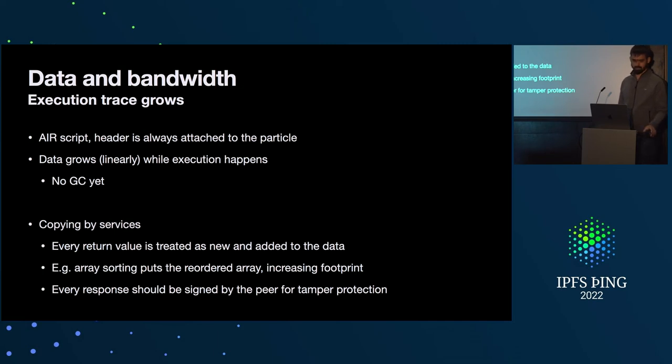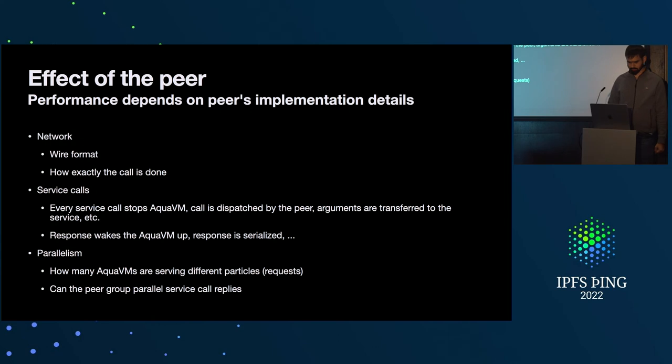If you need some logic like array sorting, if you do, for example, Kademlia in Aqua, you need to reorder the list of possible next peers. And it could be not efficient for the data, because currently this reordering, if it happens outside of AquaVM, it adds to the data. So yeah, and every response should be signed by the peer for tamper protection, which also consumes bandwidth. A lot of optimization could happen here, but not yet.